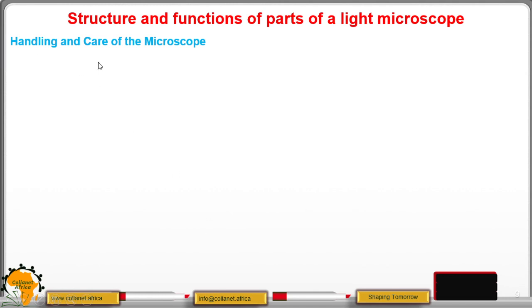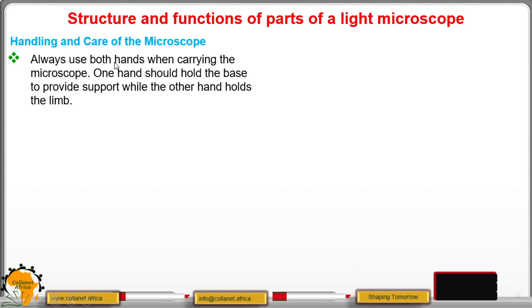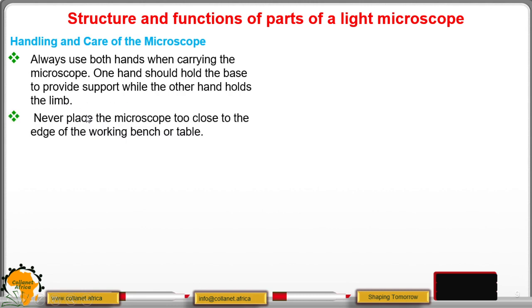So we want to move ahead and look at handling and care of the microscope. In our schools, how do we care for the microscope? We should always use both hands when carrying the microscope. That is, one hand should hold the base to provide maximum support, as the other hand holds the limb or the arm.